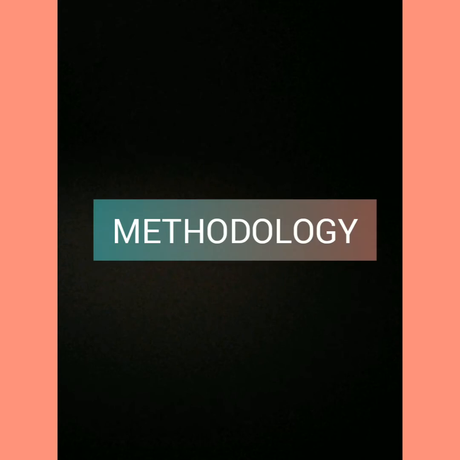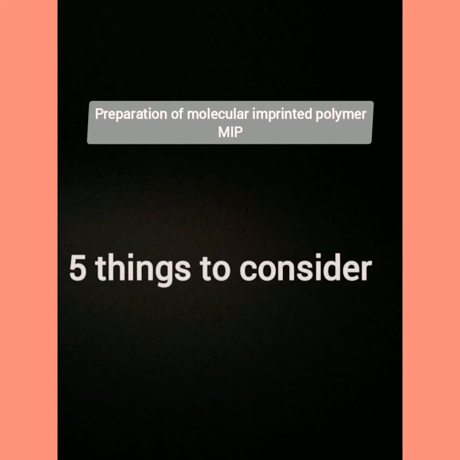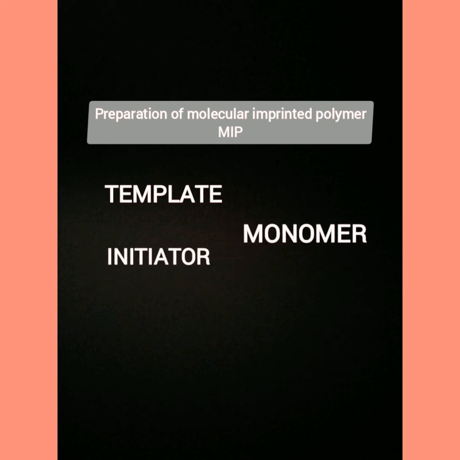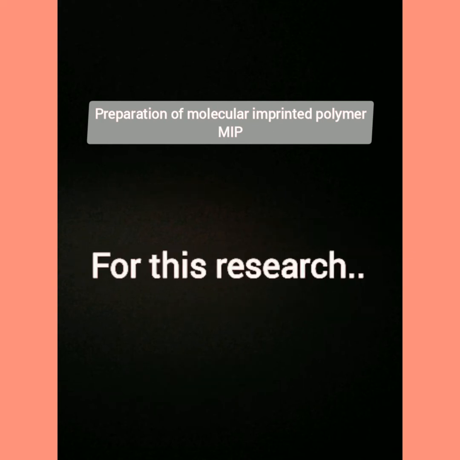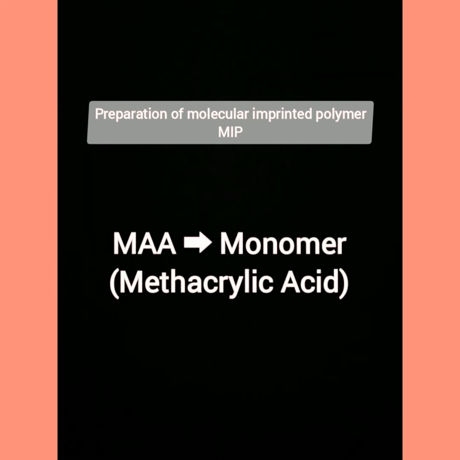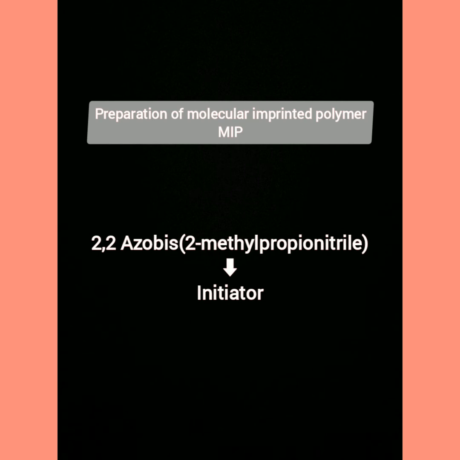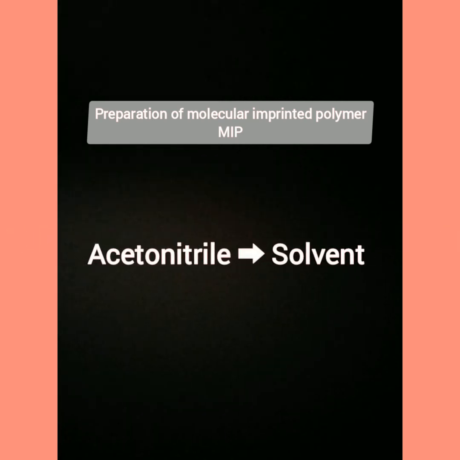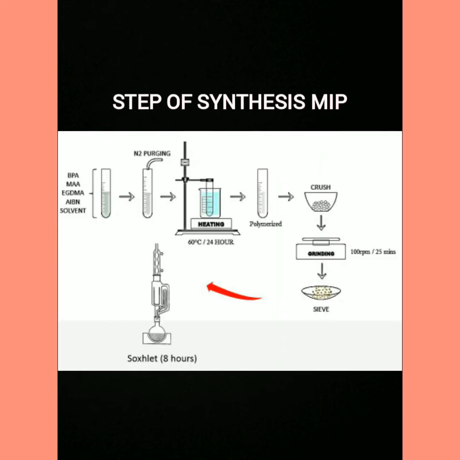So next is methodology. First is the preparation of molecular imprinted polymer. In order to prepare it, there are five things that we need to consider: template, monomer, initiator, crosslinker, and solvent. For this research, I have been using BPA as a template, MAA as a monomer, AIBN as an initiator, EGDMA as a crosslinker, and acetonitrile as a solvent.